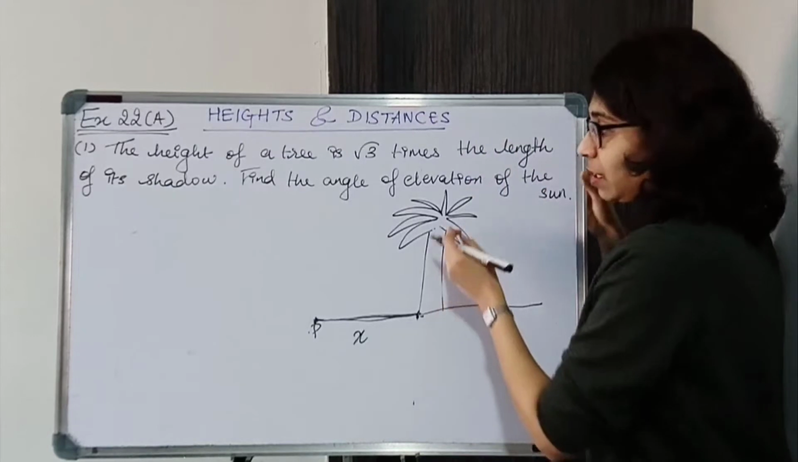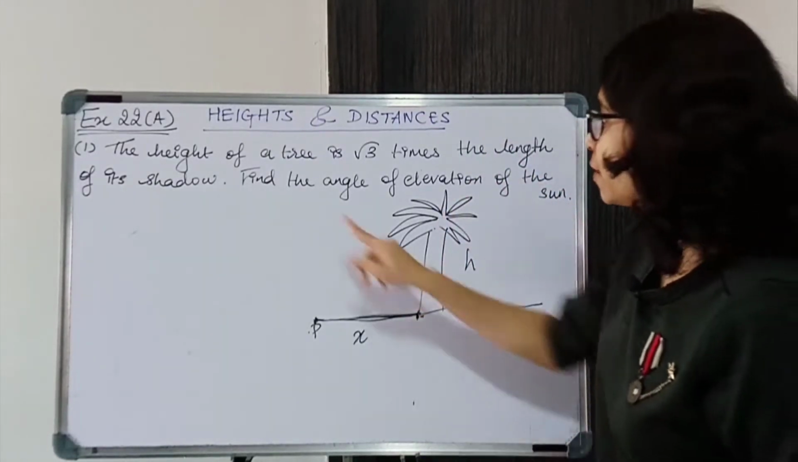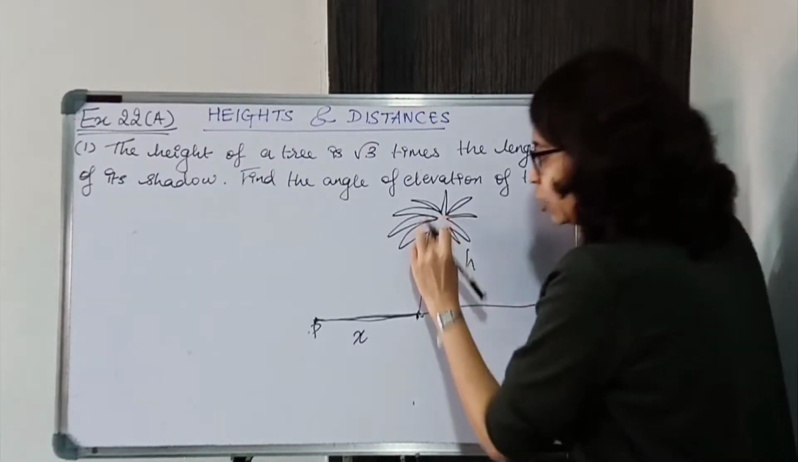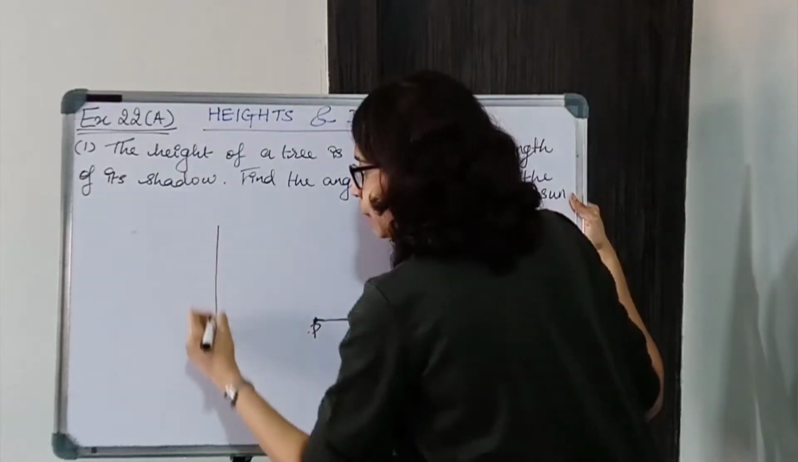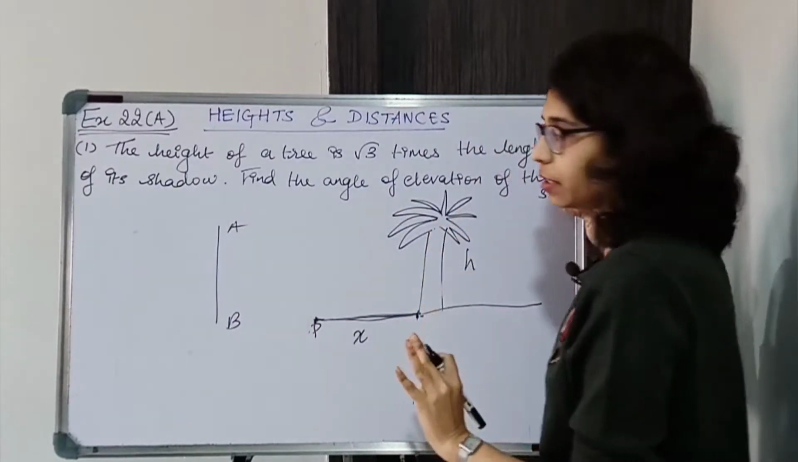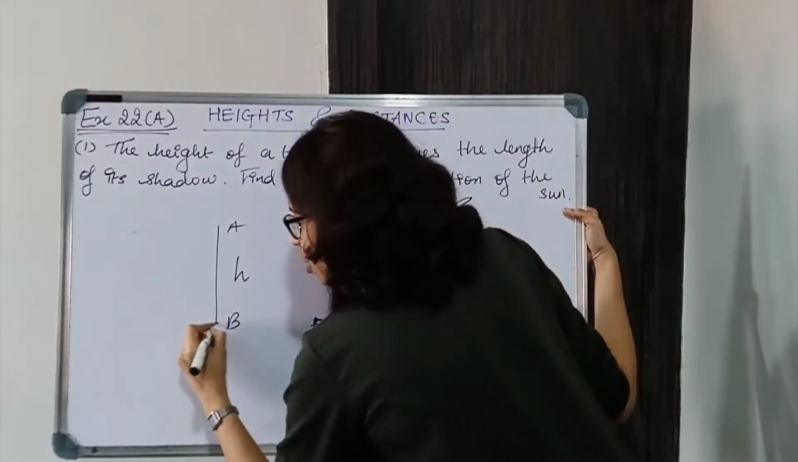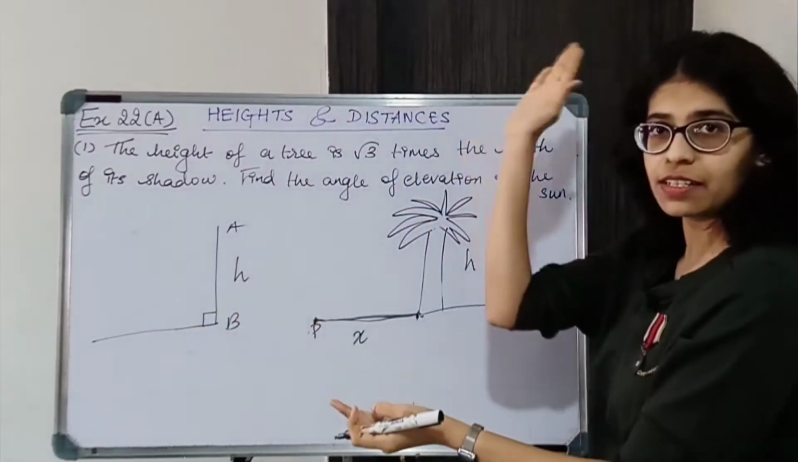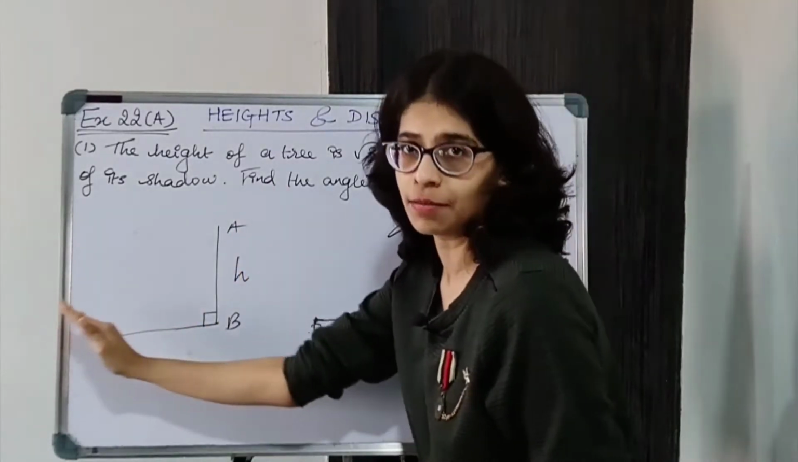Now where will the sun be? There is a hint given over here: find the angle of elevation of the sun. So we will not draw an actual tree. Let AB be the tree, having some height h. Its shadow is going to be perpendicular, because the tree is standing straight, perpendicular to the ground. That is what we are considering.